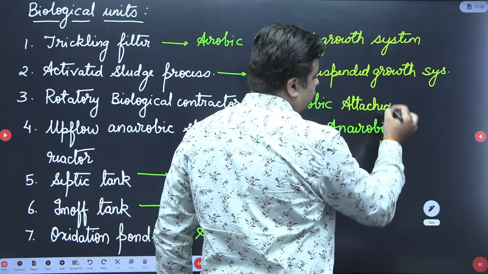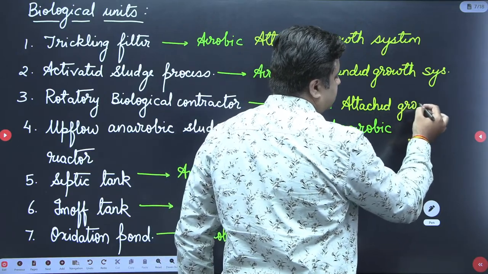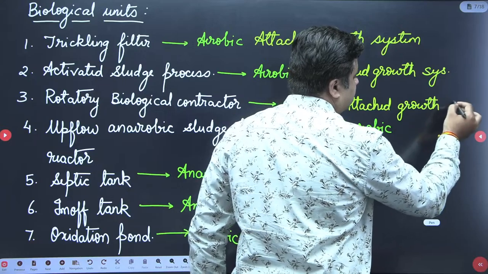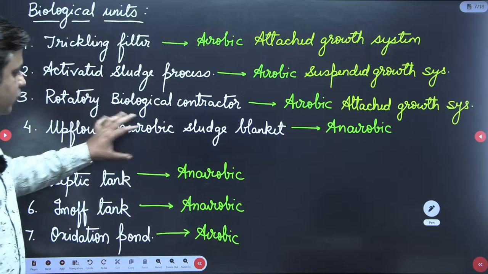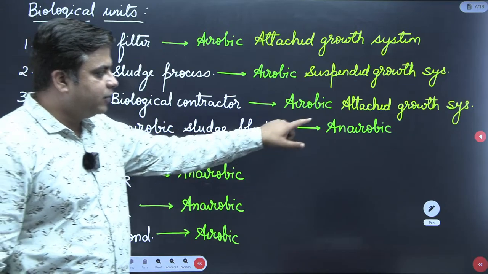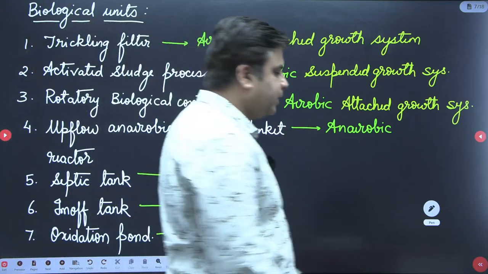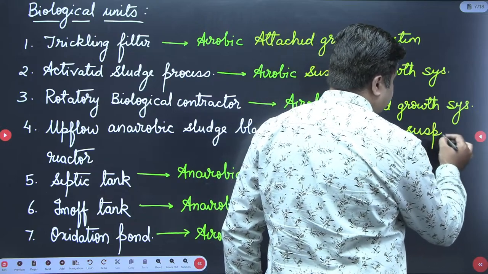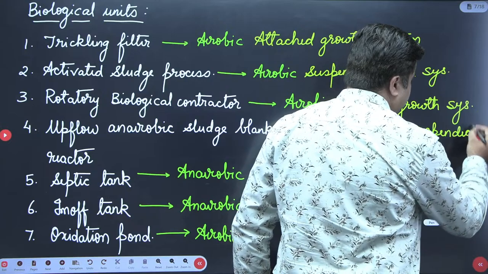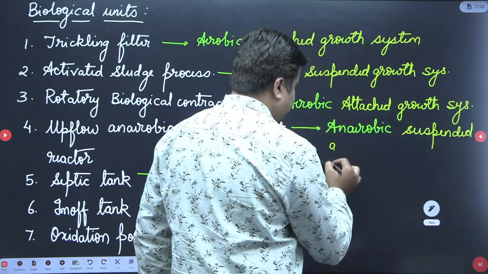Attached growth system. Then you have this upflow anaerobic sludge blanket reactor, which is an anaerobic suspended growth system.